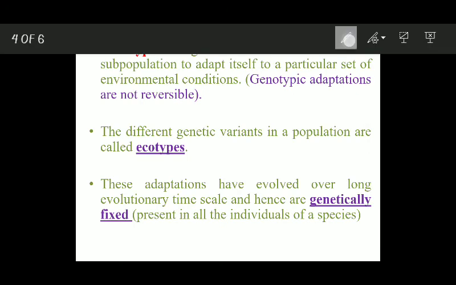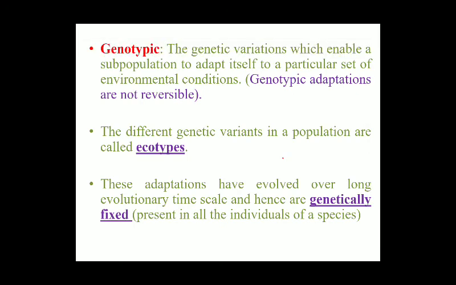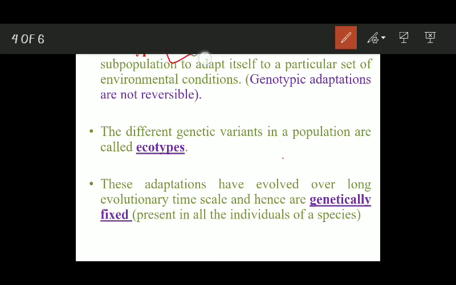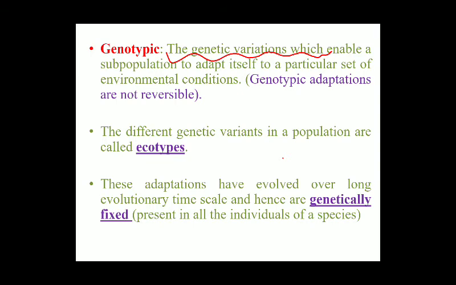Now, genotypic adaptations. What are genotypic adaptations? The changes in the genetic material of an organism or a group of organisms, or you can say a subpopulation, so as to adapt itself to a particular set of environmental conditions. So, the genetic variations that occur in a subpopulation, or you can say a group of organisms, to adapt themselves to a particular set of environmental conditions, are known as genotypic adaptations.